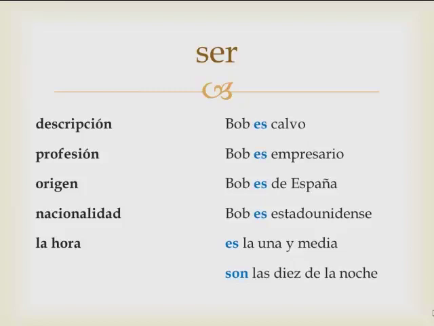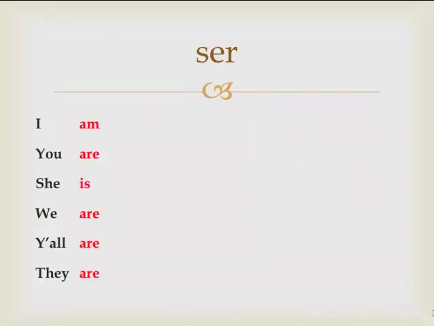So these are 5 situations in which you'll use the verb ser. Descripción, profesión, origen, nacionalidad, y la hora. Conjugation of the verb ser again. Soy, eres, es. I am, you are, she is. Somos, sois, son. We are, y'all are, and they are.